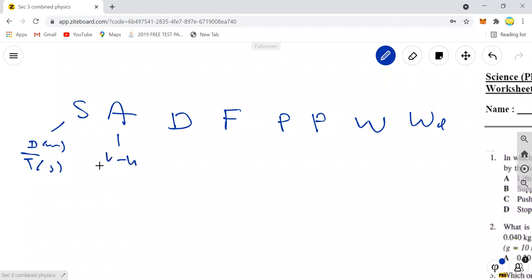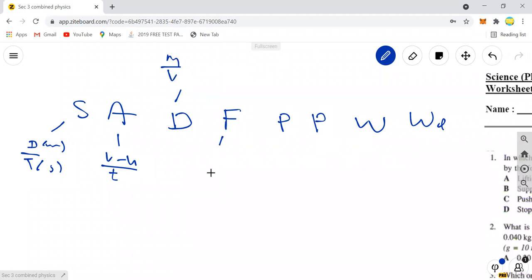V minus U over T. What is V, U, T? Final velocity minus initial velocity over time. Density equals mass over volume. What's the SI unit for mass? Kg. So this one is kg, this one is meter cube, right?